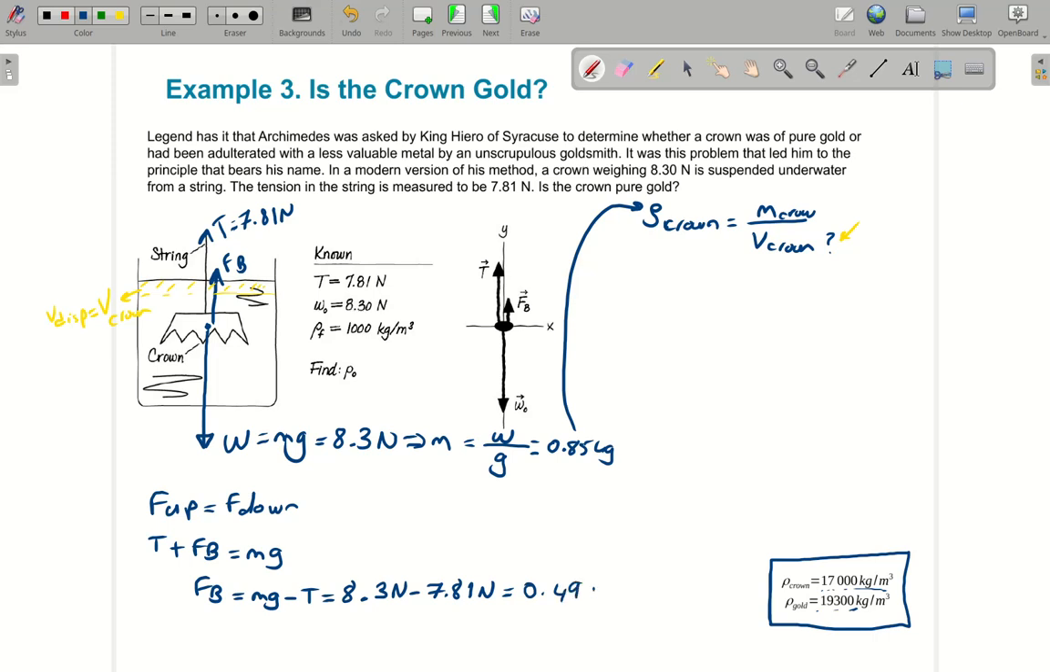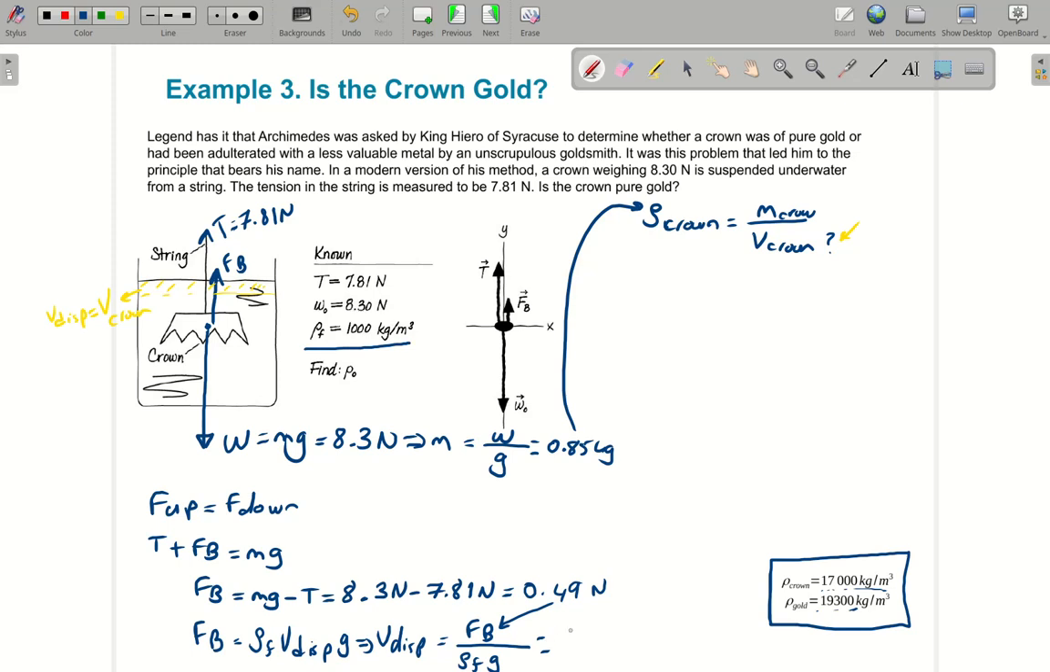So that's the buoyancy force applied to the crown. Now we also know that buoyancy force is defined as the density of the fluid, times displaced volume, times g. Since I'm looking for the displaced volume, I can find it by using buoyancy force divided by the density of the fluid times g. I know g, gravitational acceleration. I found this buoyancy force, I can put it in here. And the density of the fluid would be the density of the water, 1000 kilogram per meter cube.